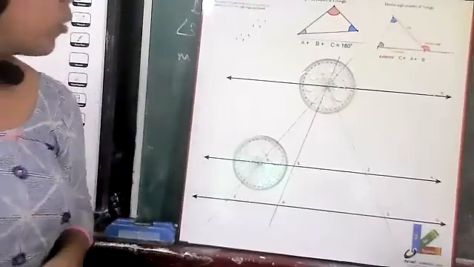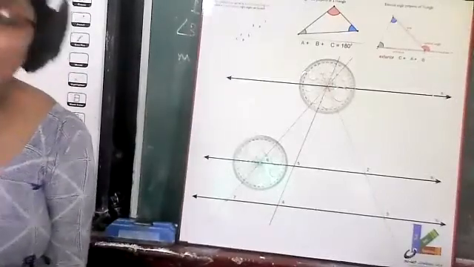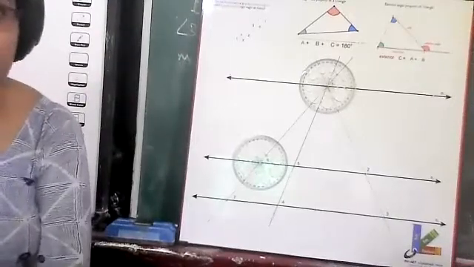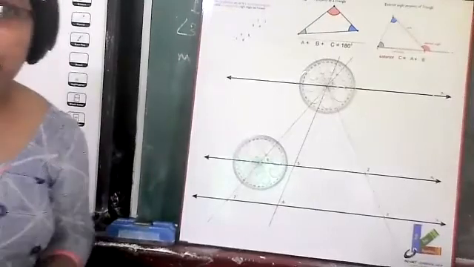So, good morning everyone. Today we are going to study the concept of parallel lines and a transversal. Basically, angles found when two lines are parallel and intersected by a transversal. As we all know, there are four categories of angles.